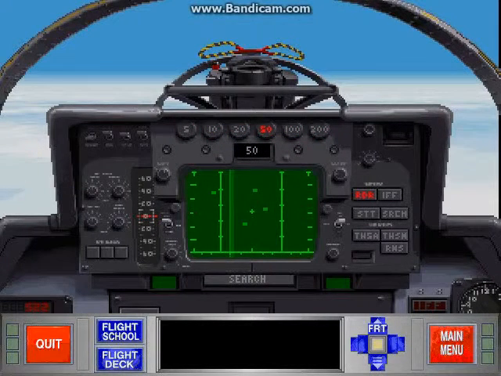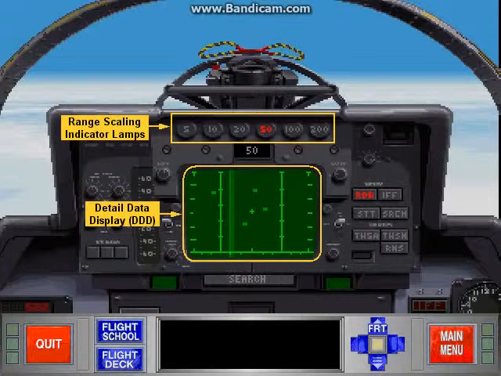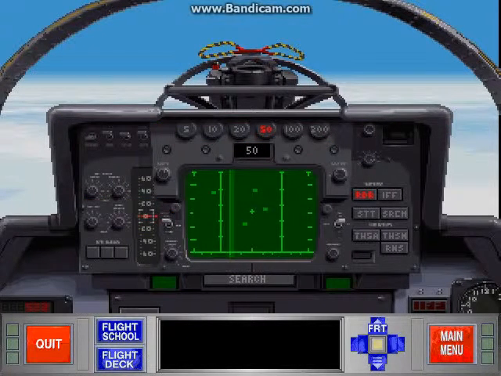The range that the detailed data display is set to is shown by the range scaling indicator lamps. The range may be set in increments between 5 and 200 nautical miles. Range scaling is controlled by the Z and X keys. The Z key magnifies the display, while the X key reduces the display. Changing the radar scale has no effect in standard mode.